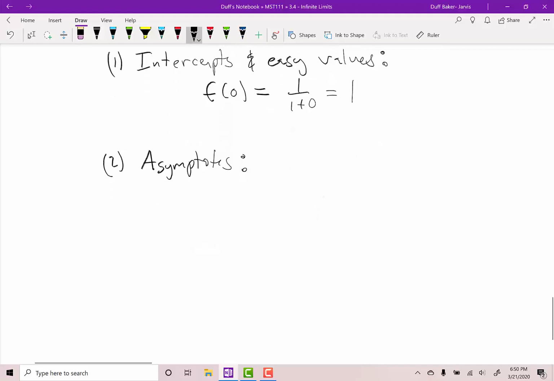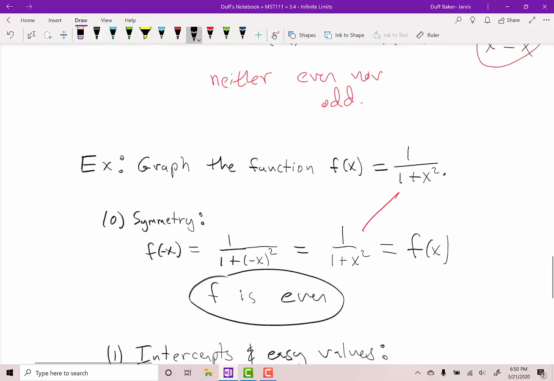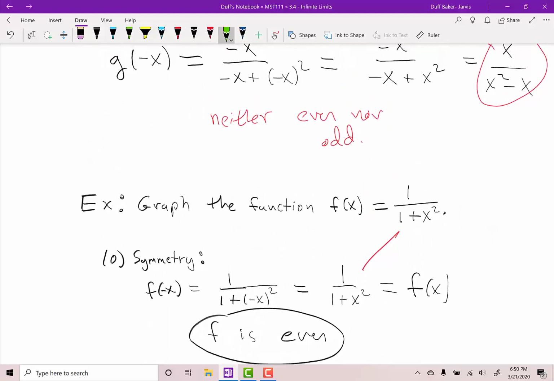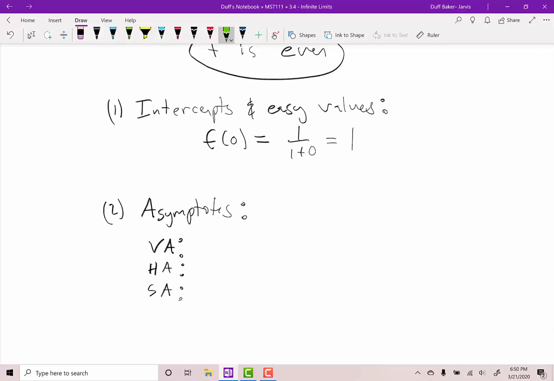So the first step with asymptotes is to find them. Are there any vertical asymptotes? Are there any horizontal asymptotes? And are there any slant asymptotes? Well, vertical asymptotes would be when the denominator equals 0. And if you think about that, that's never. There are no solutions to that. So here there are no solutions.